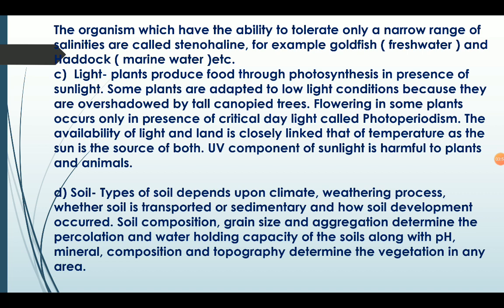The availability of light and heat is closely linked to that of temperature as the sun is the source of both. The UV component of sunlight is harmful to plants and animals.